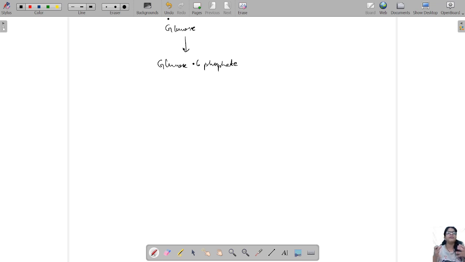So this is nothing but a trapping of glucose. This is the first step where glucose is trapped within the cell. And I want to tell you this particular step is first of all catalyzed by an enzyme called hexokinase. So why hexokinase? Kinase is an enzyme which mainly acts upon the phosphorylation.